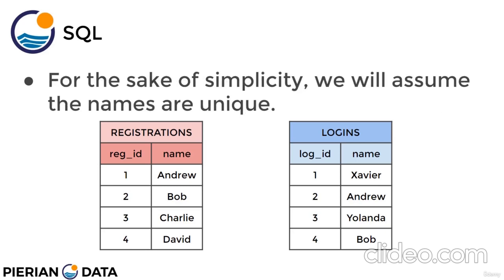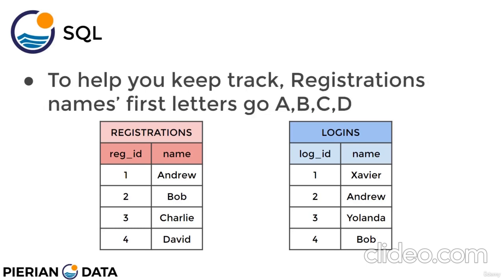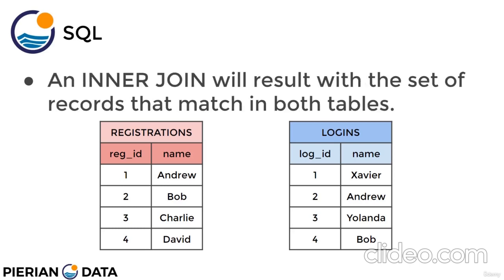For the sake of simplicity, we're going to assume that in this little small universe, all the first names are unique. So there are not two Andrews, there's not two Bobs, every person has a unique name. Now to help you keep track of the different joins, since we're going to be using these example tables throughout this section of the course, keep in mind that the registration names, first letters, go A, B, C, D. And if you take a look at logins, the two outstanding ones that are not in the registrations are Xavier and Yolanda, basically implying that they forgot to register but still showed up the day of the conference.